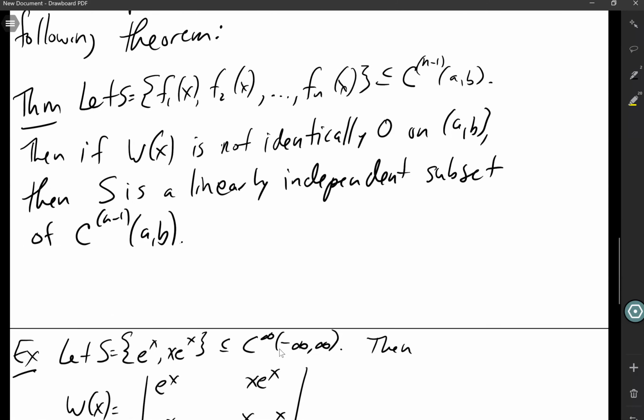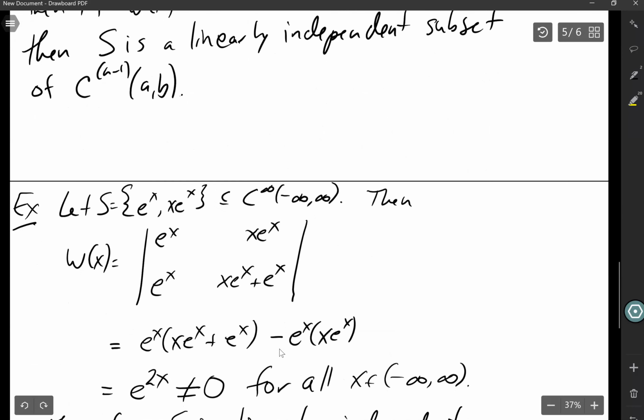So let's do an example here. Let's just look at two functions, e to the x and x e to the x. These are defined everywhere and can be differentiated as many times as you'd ever want. So they certainly could be in C infinity. Here I just want to check to see if these two particular functions are linearly independent. So the first row is just the functions, the second row is just the derivatives. The derivative of e to the x is e to the x, and for the other, the product rule. Okay, do your determinant, take your main diagonal, subtract your off diagonal, and you get the function e to the 2x.